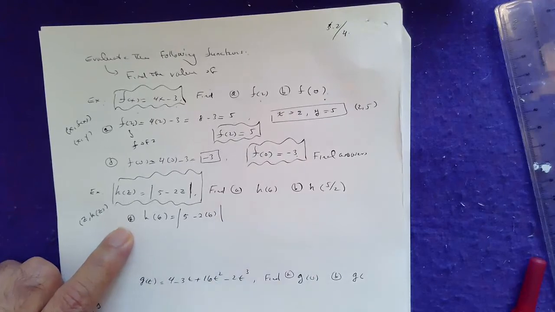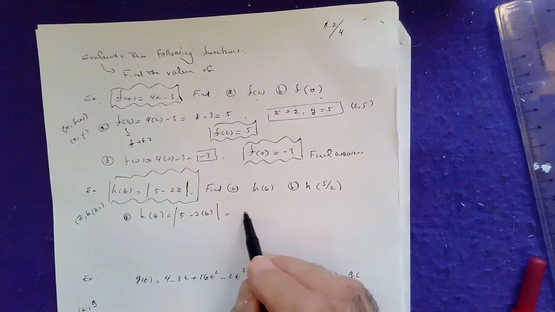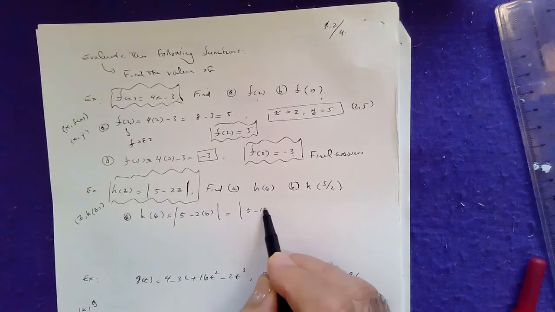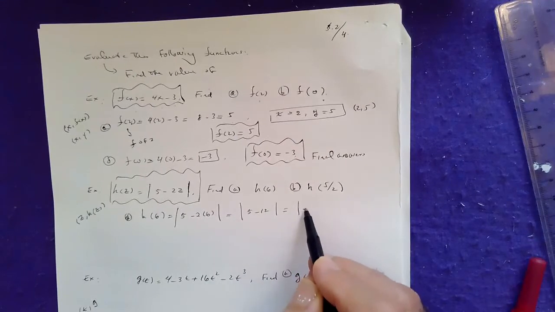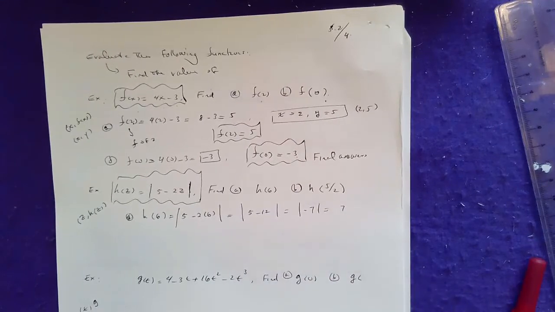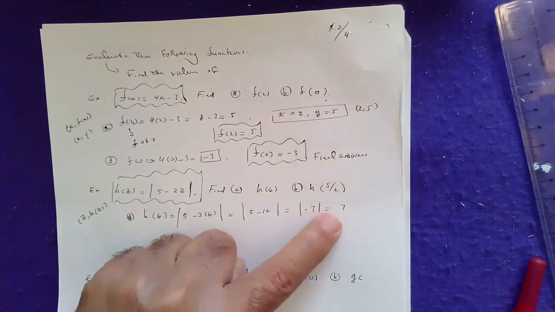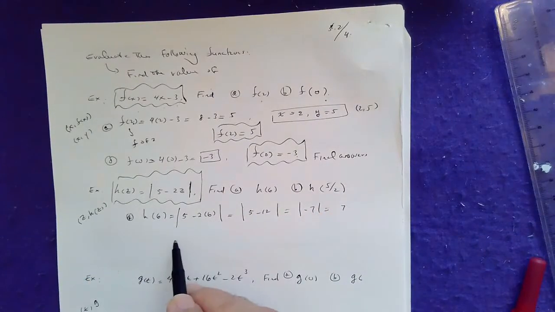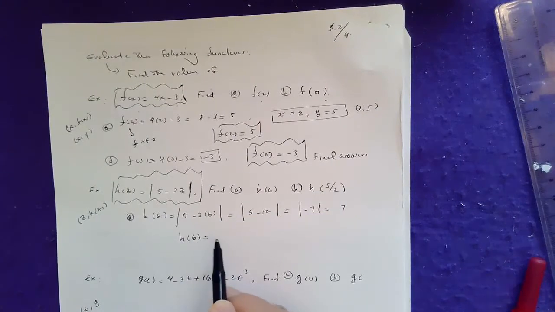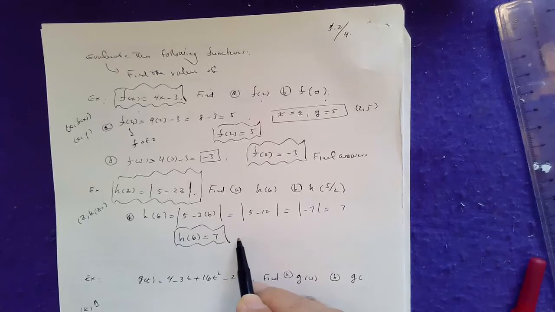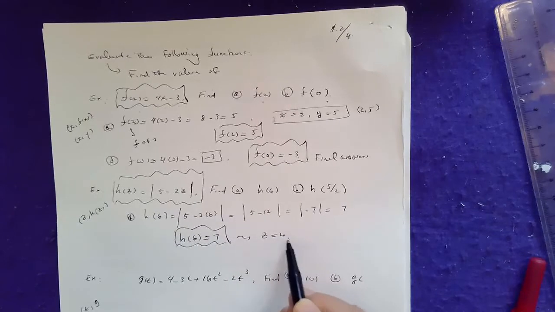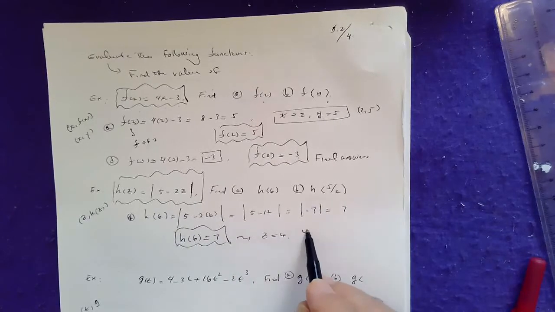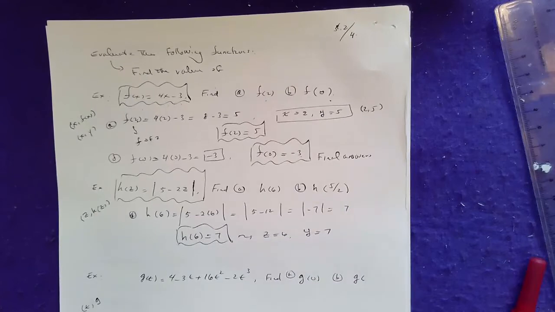Do this: replace the z with 6, work it out, you get 5 minus 12, which is the absolute value of negative 7, which is 7. Remember, the absolute value of a number is positive. So how do you write the final answer? You would say h of 6 is 7. What does that mean? This means when z is equal to 6, y is equal to 7.